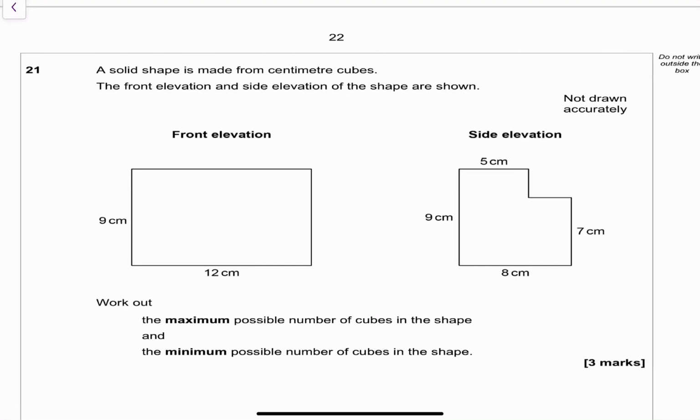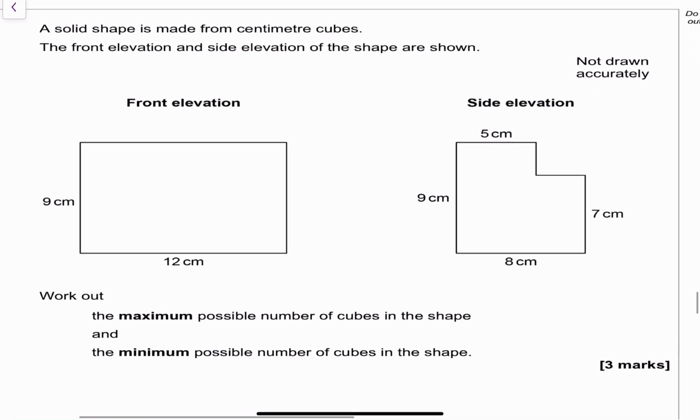This is a question from AQA's GCSE Mathematics Higher Tier Paper 3 from June 2023. This is a front and side elevation question. It says a solid shape is made from centimetre cubes. So a centimetre cube just means that sort of shape. It's made up of lots of those wee centimetre cubes.